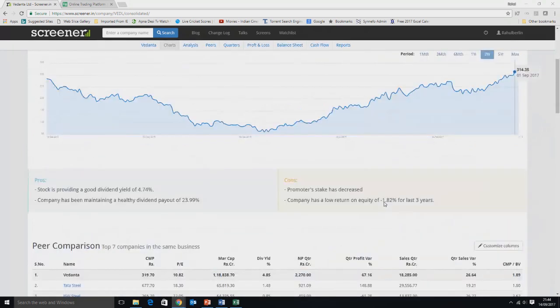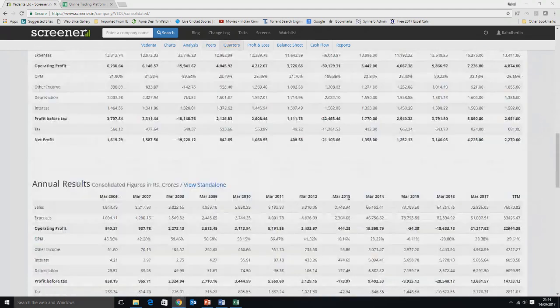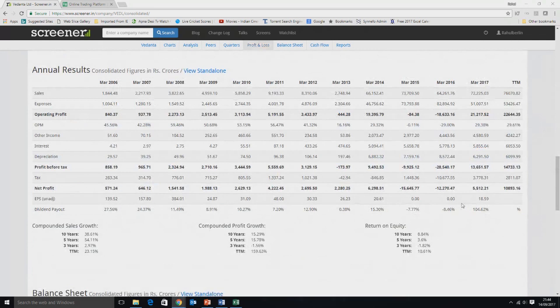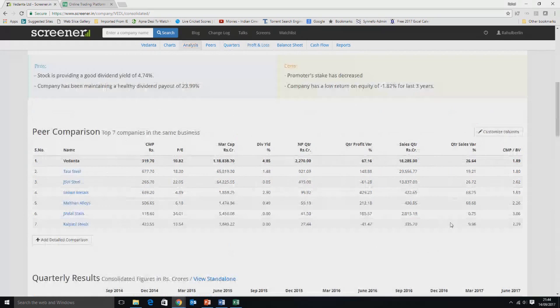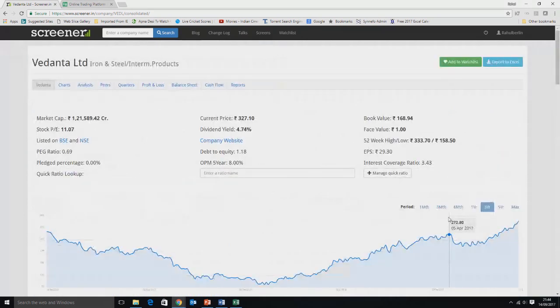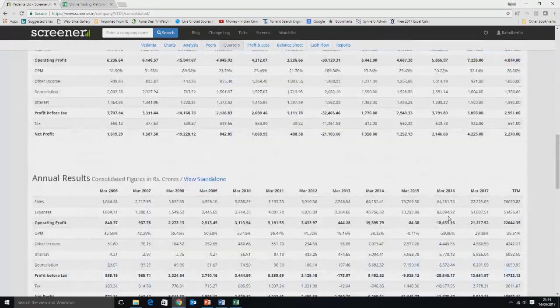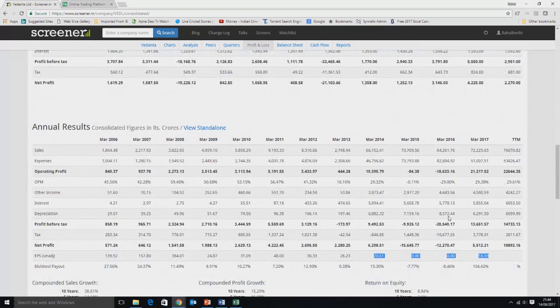Do they have any pledge? No. The promoter's stake has been decreased, but that's okay. Let's see their EPS. Something is wrong here. It can't be 0 or maybe negative EPS. But if I consider this to be consistent, it doesn't have an increasing EPS, and this is a worry to me. So although it satisfies most of my criteria, I don't have an increasing EPS, so I'm not interested in this company. Right, Nikhil? You got the point?